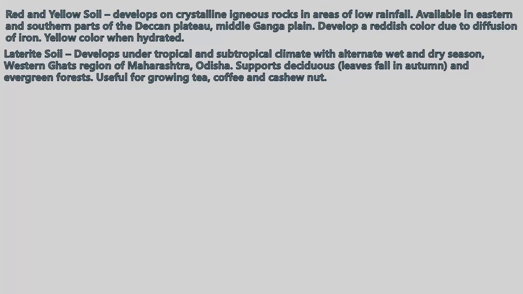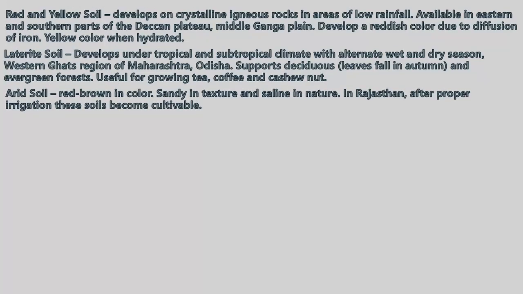Okay, and we have laterite soil. This develops under tropical and subtropical climate with alternate wet and dry seasons. Okay, so this is present in the Western Ghats of Maharashtra, Odisha. Okay, and it supports deciduous trees. Deciduous trees are those whose leaves fall during the autumn, and evergreen forests. Okay, it is useful for growing tea, coffee and cashew nut. Okay, laterite soil. Then we have the arid soil, which is red brown in color.